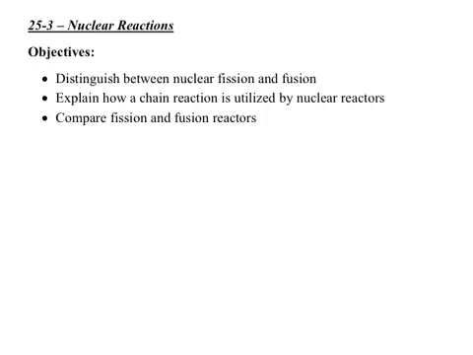Section 25.3, nuclear reactions. Our three objectives here are to distinguish between nuclear fission and fusion, to explain how a chain reaction is utilized by nuclear reactors, and to compare fission and fusion reactors. So to start, let's look at a nuclear reaction.